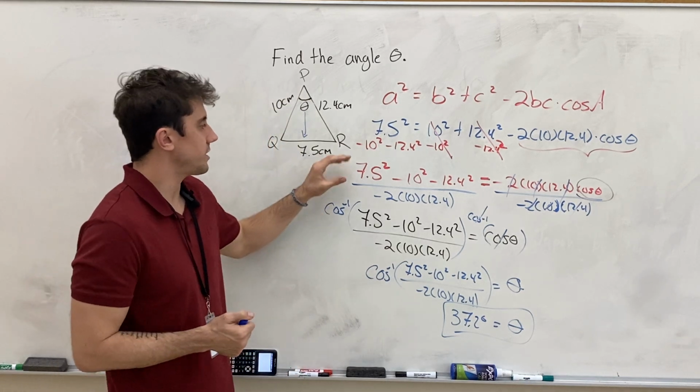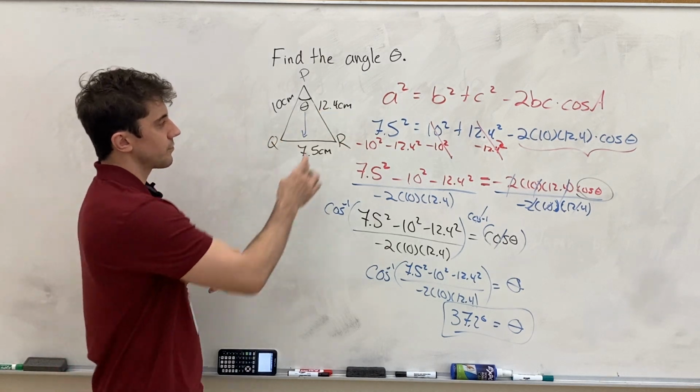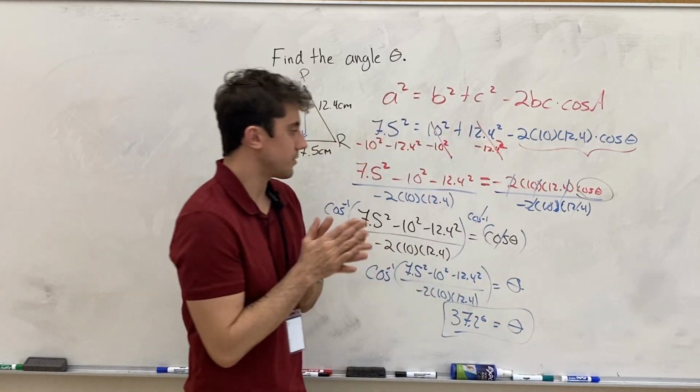This is certainly the trickier of the two things the cosine law helps us to do. Solving for a side length is a bit more straightforward, and so I'll save that for another example.